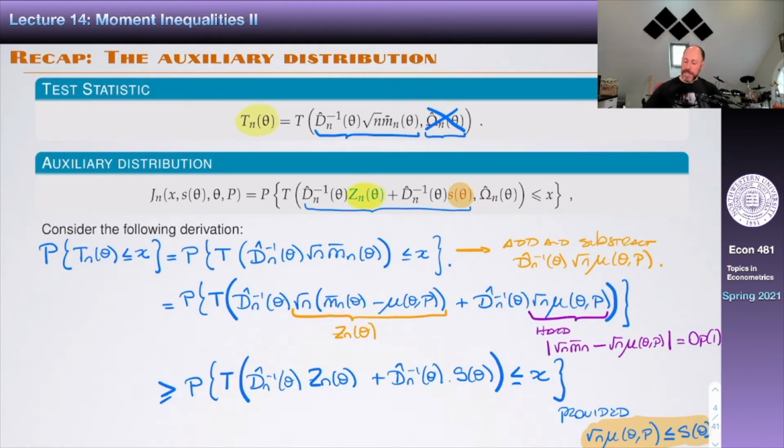And then, oh, I see that we have multiple mistakes. You guys are not paying attention. You should tell me, like, hey, you're missing things. There we go. So the probability that this guy is less than or equal to X is greater than the probability that this guy is greater than or equal to X, because this S is higher than square root n mu. Okay. And the test statistic is monotonic.